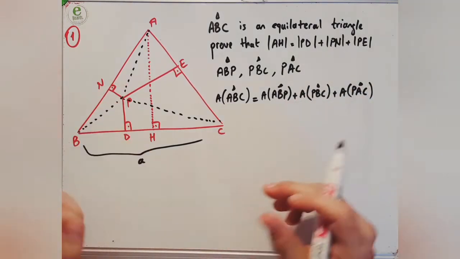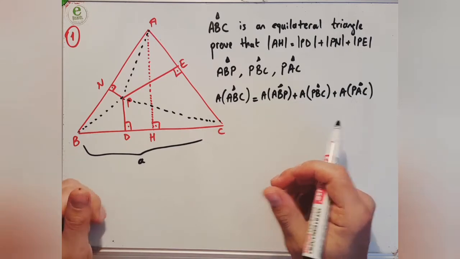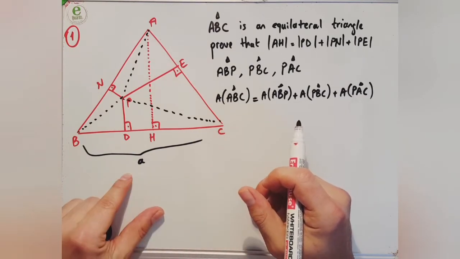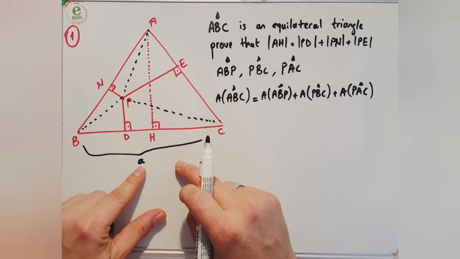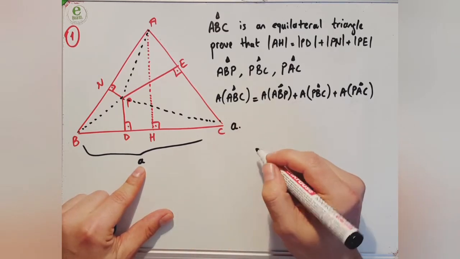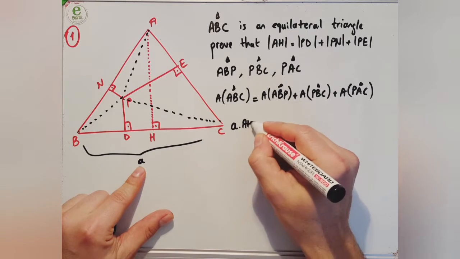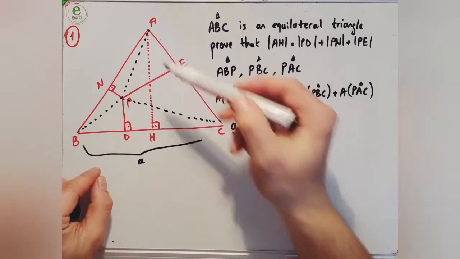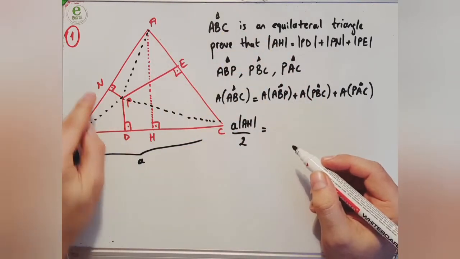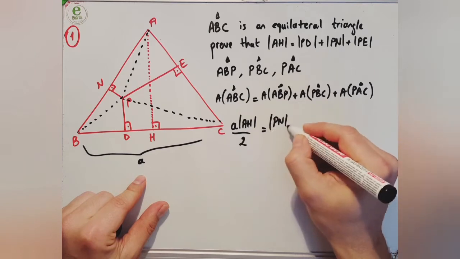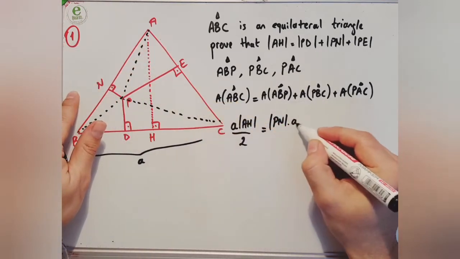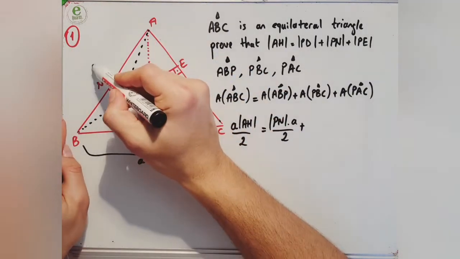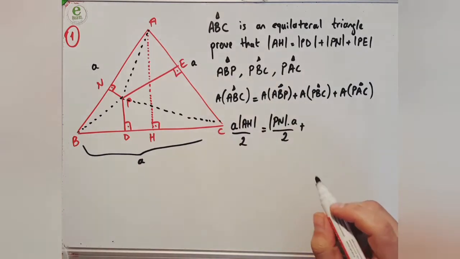And to find the area of triangle ABC, we will take the product of base and height, and after that we will divide by 2. So, let's say one side of the triangle is A, so it will be A times AH over 2, is equal to the area of triangle APB, PN times base A over 2. It is equilateral, so all sides are equal. AB is A, AC is also A.